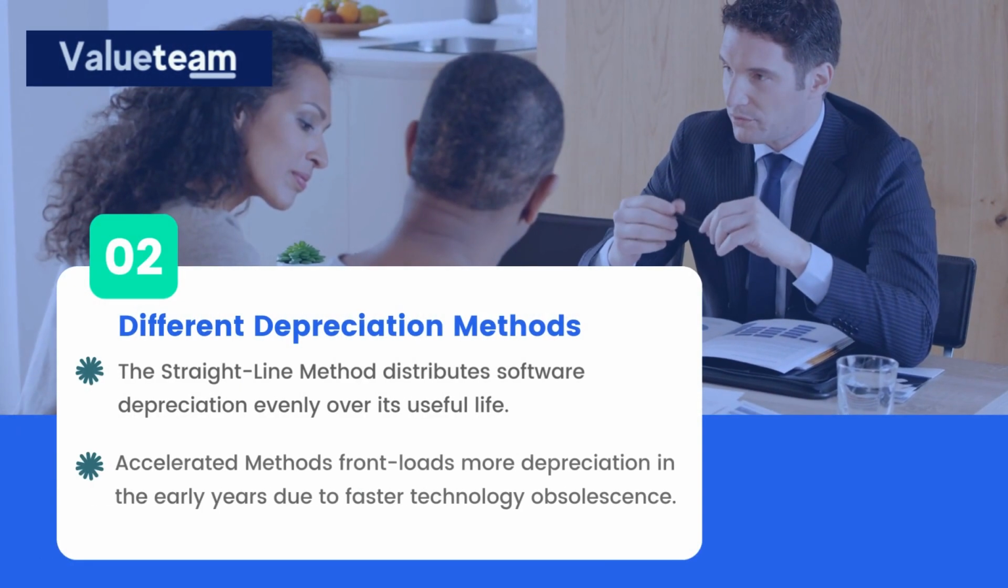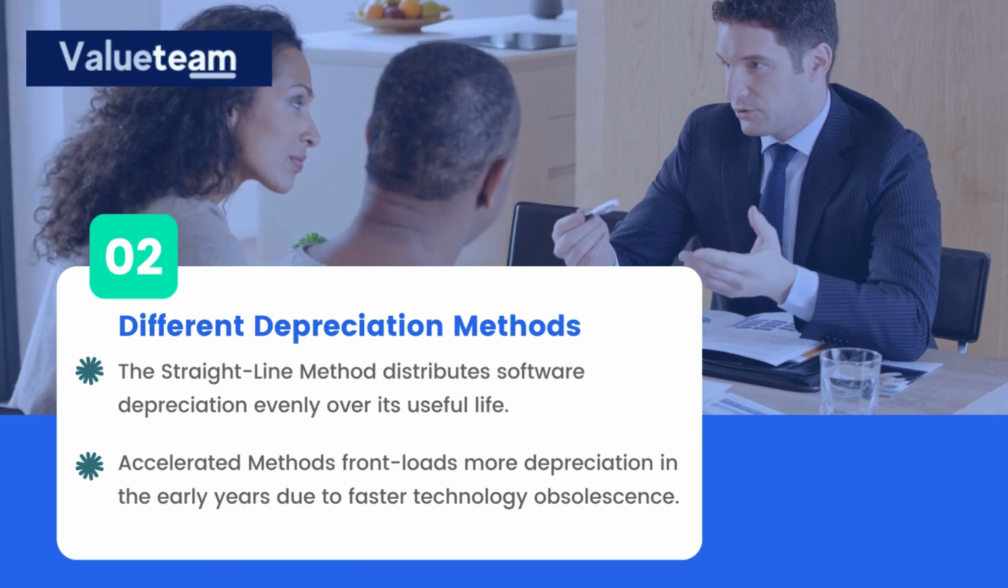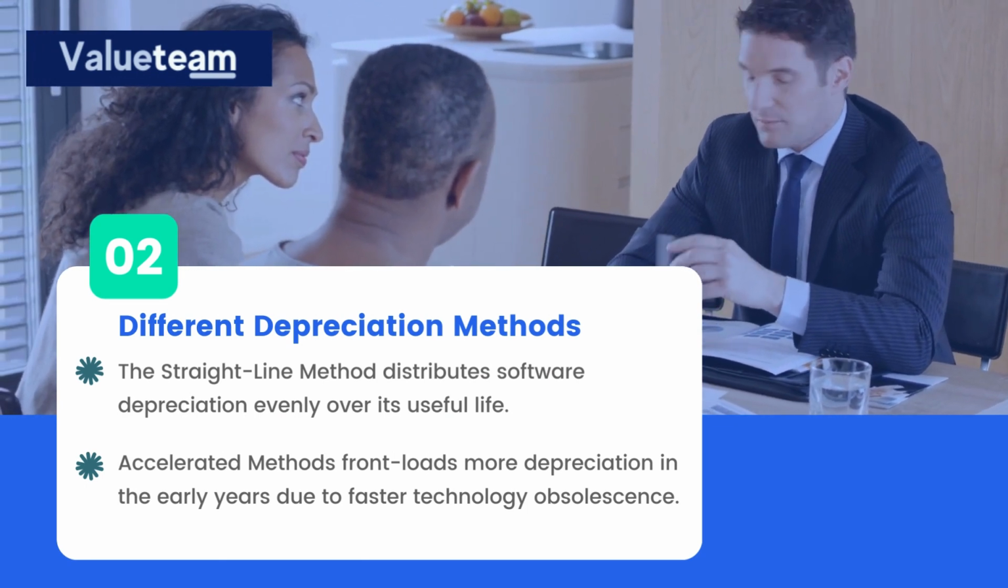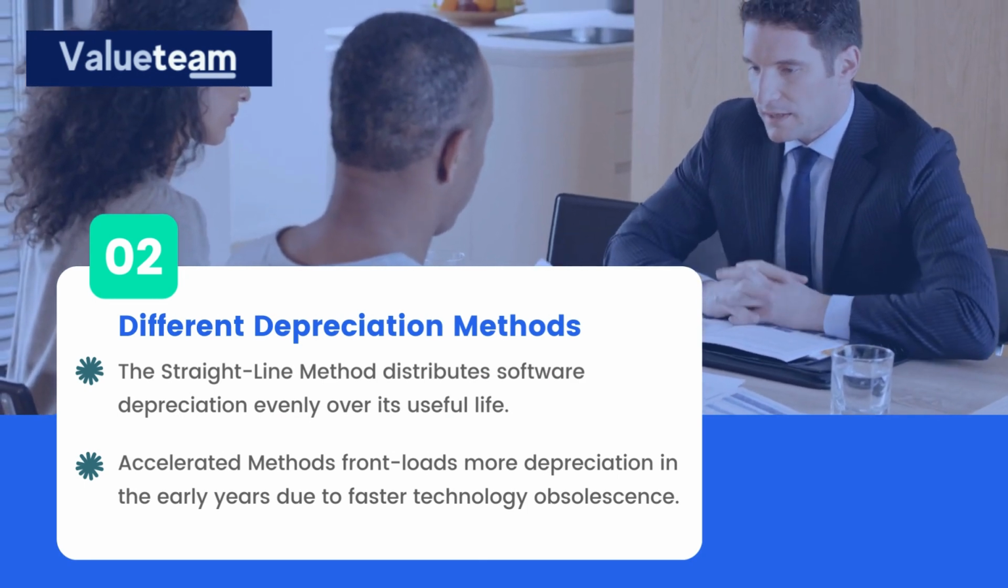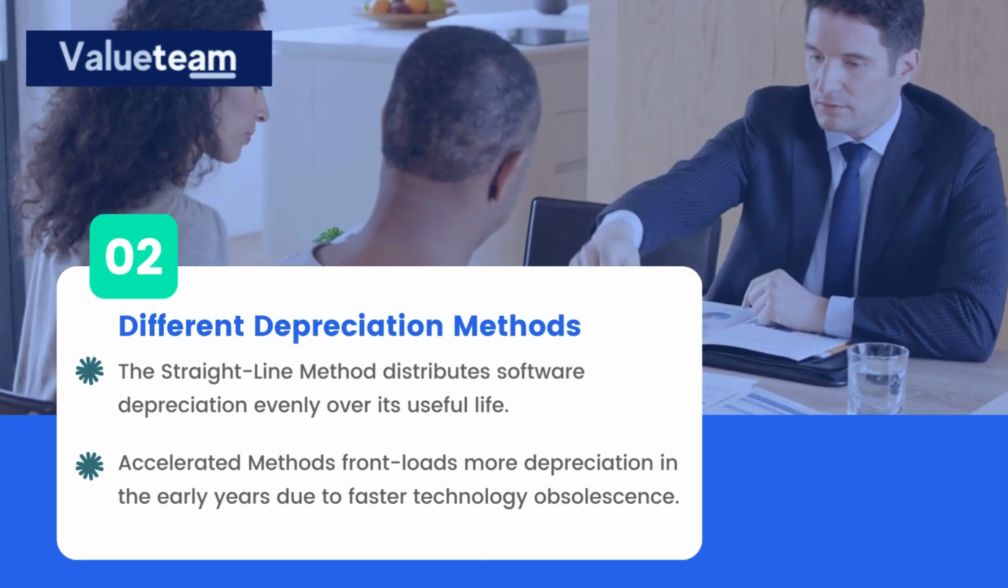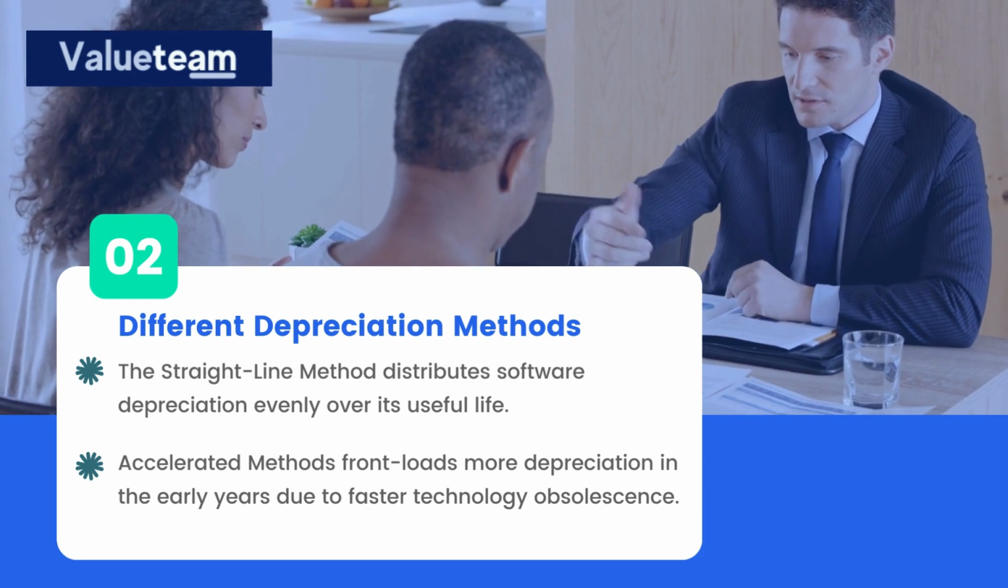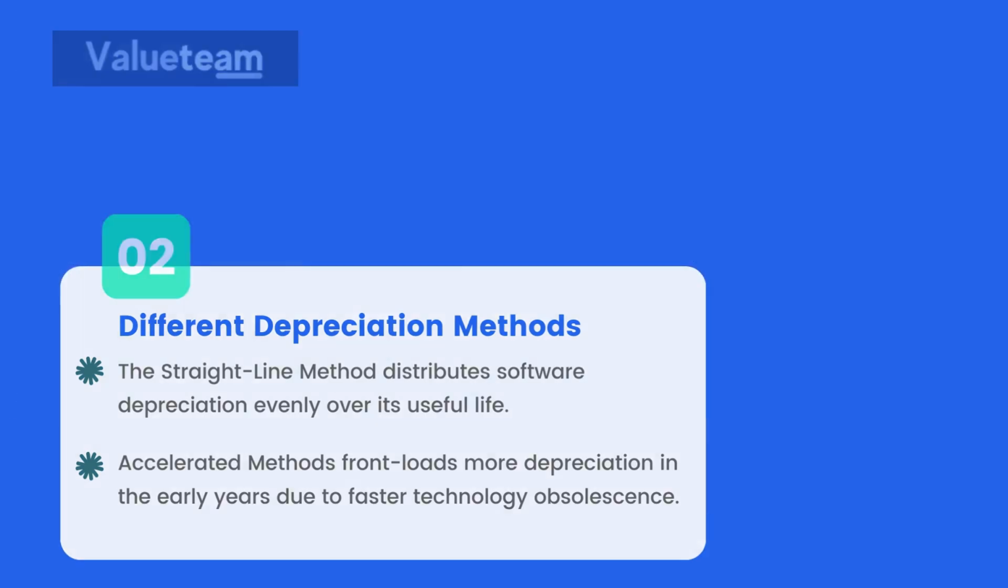2. Different depreciation methods. The straight line method distributes software depreciation evenly over its useful life. Accelerated methods front load more depreciation in the early years due to faster technology obsolescence.